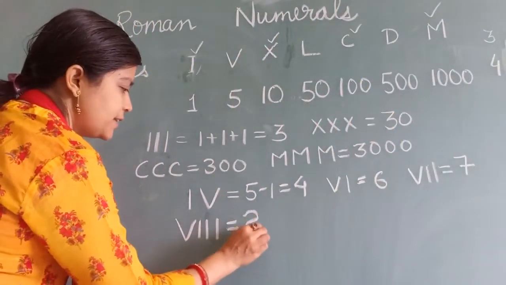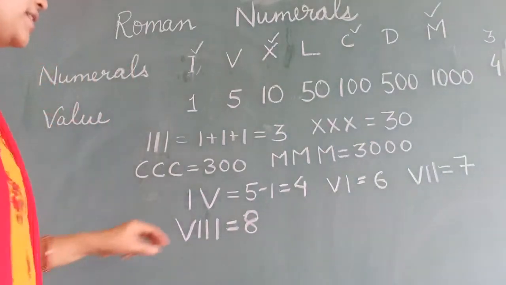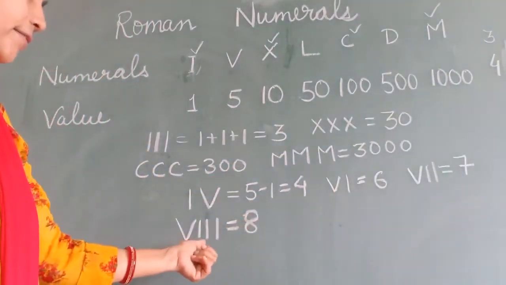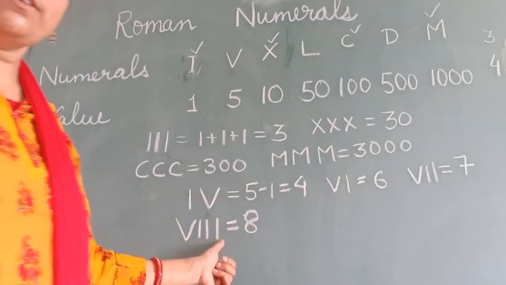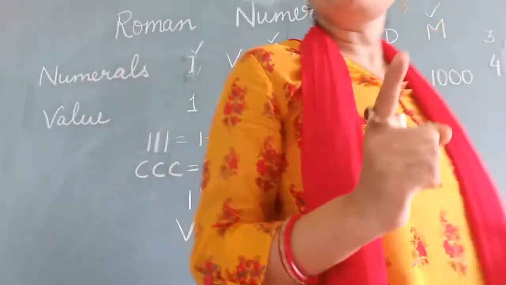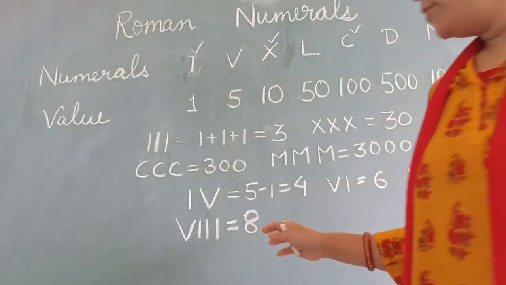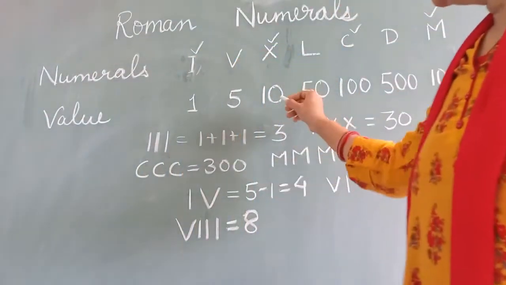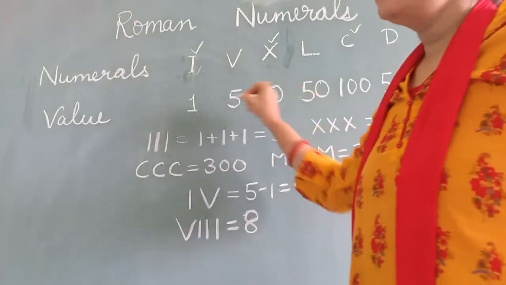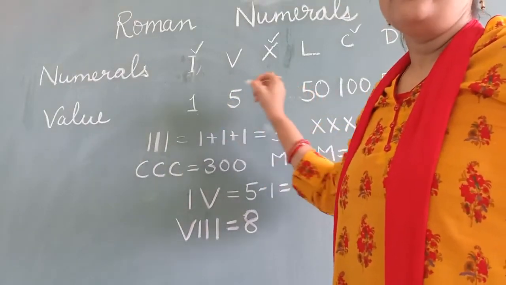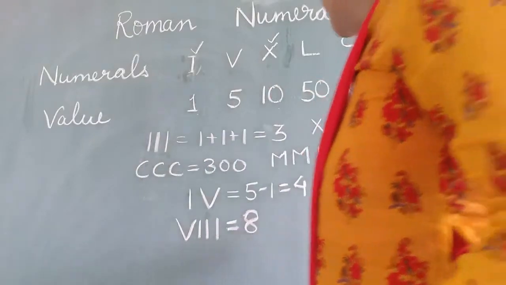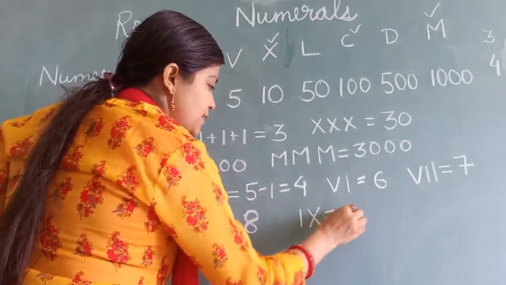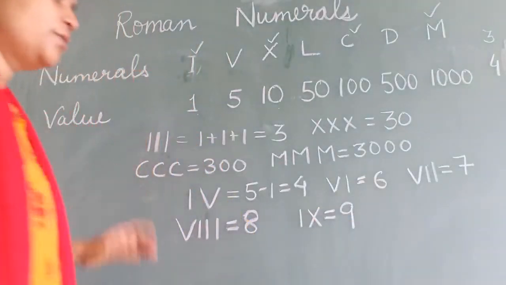But when you have to write 9, what will you do? You will write I 4 times? No, we can repeat I only 3 times now, not more than that. For writing 9, we have to think something else. If I subtract 1 from 10, it will be 9. So 9 we can write like this. We will write I on the left hand side of 10. That will be 9. Okay?